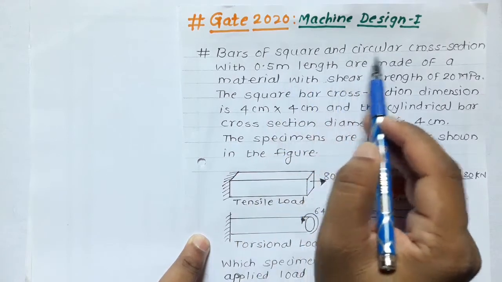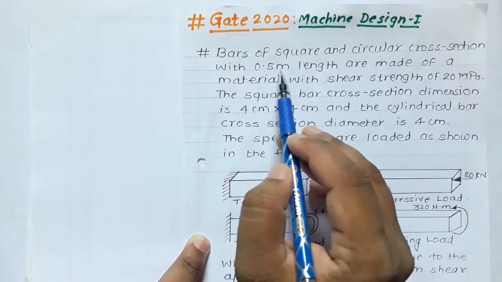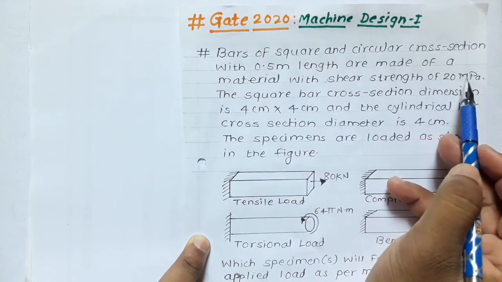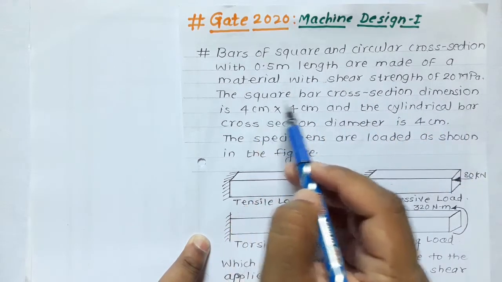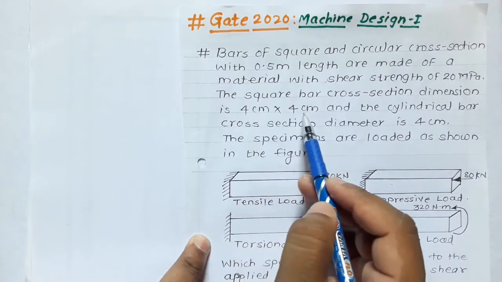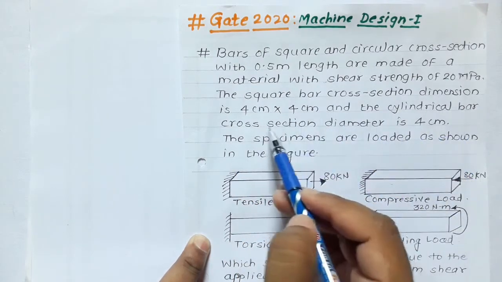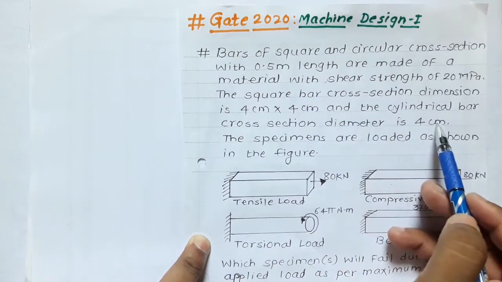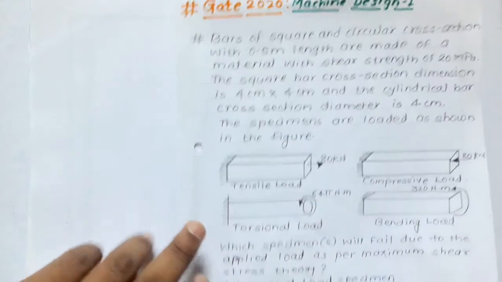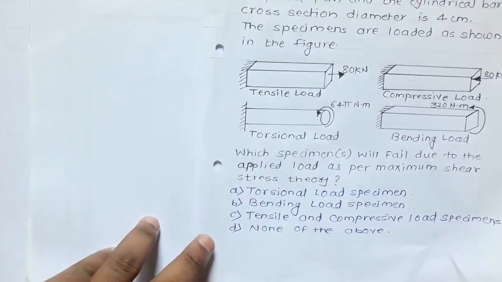Bars of square and circular cross section with 0.5 meter length are made up of material with a shear strength of 20 megapascal. The square bar cross section dimensions are 4 cm by 4 cm and the cylindrical bar cross section diameter is 4 cm. The specimens are loaded as shown in figure. So in this figure you can see the specimens are loaded.